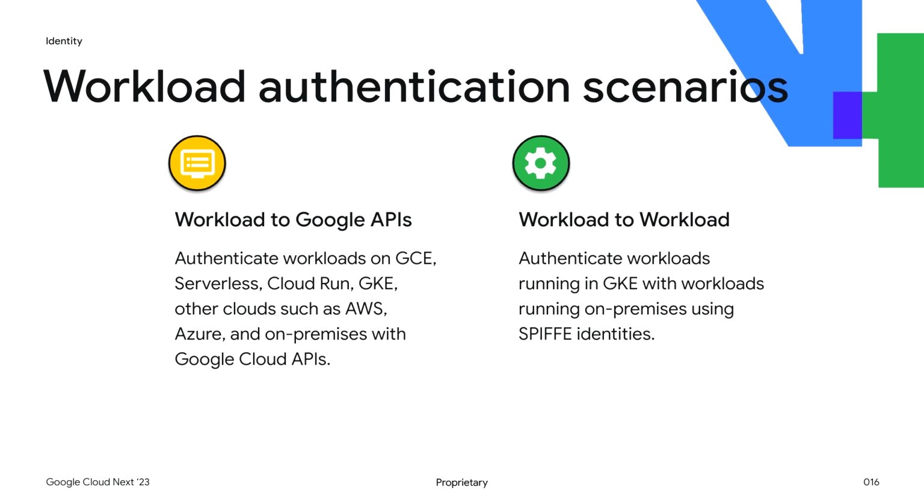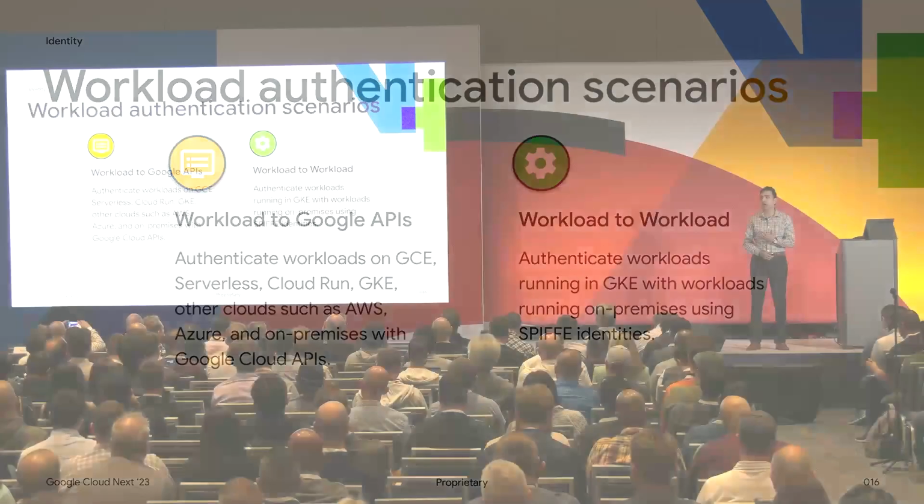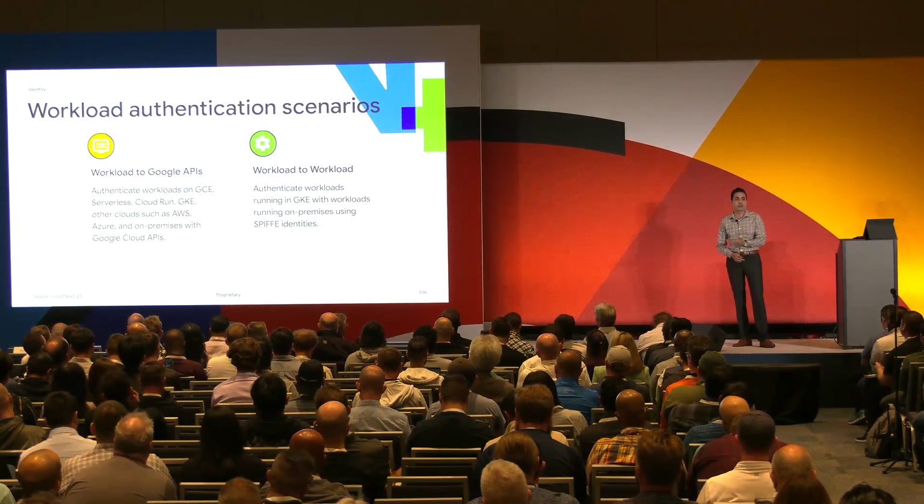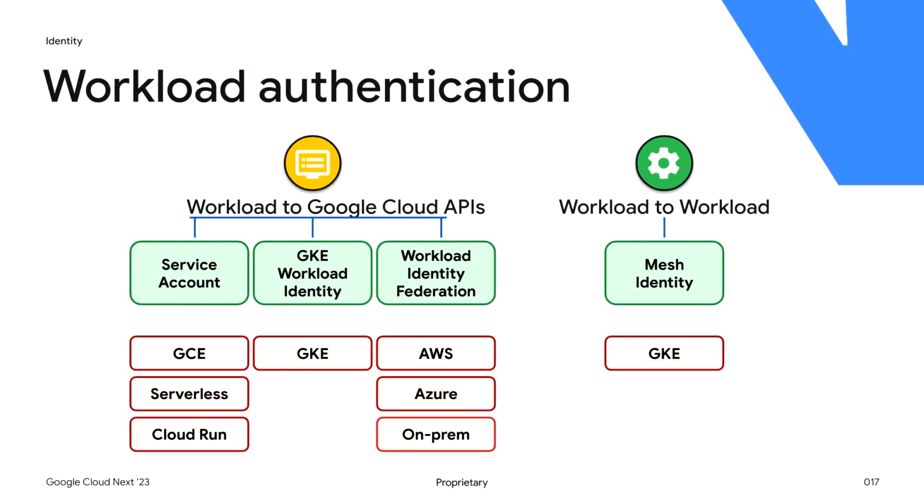Or you may have a scenario when you want to authenticate your workloads with other workloads. So let's say you have a workload running on GKE, and you want to authenticate that workload with a workload that's on-prem using SPIFFE. All of these scenarios are already covered by the Google Cloud Workload Identity capabilities for workload authentication. So for example, you could be on GKE, and to authenticate with Google Cloud APIs, you could use GKE Workload Identity. Or you could be on AWS, Azure, or on-prem, and you can use Workload Identity Federation to authenticate with Google Cloud APIs.